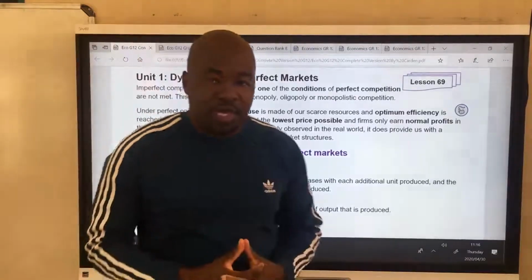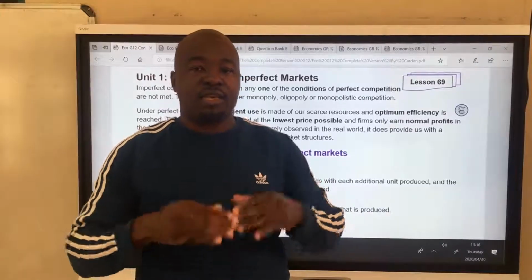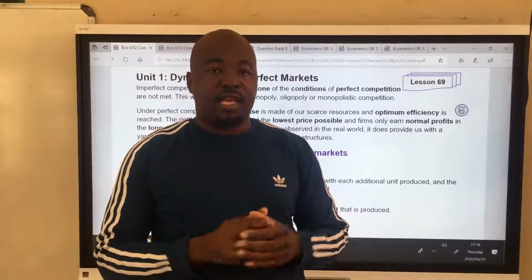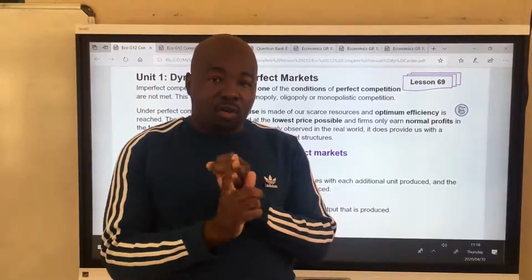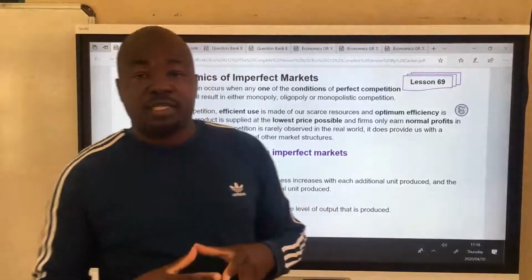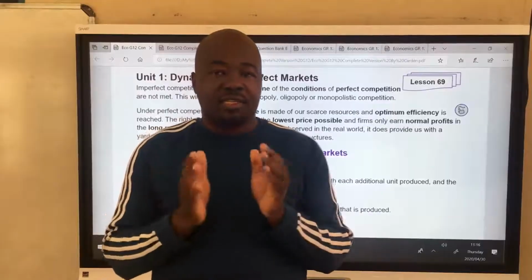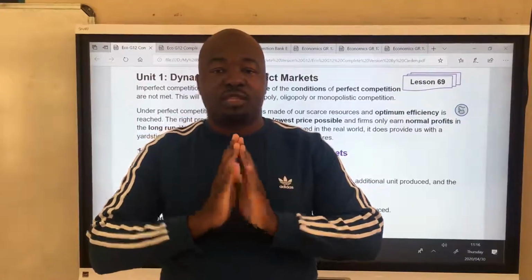In imperfect markets, we have three types of market structures. We have monopoly, we have oligopoly, we have monopolistic. All right. So if I can just summarize the main differences between the three.